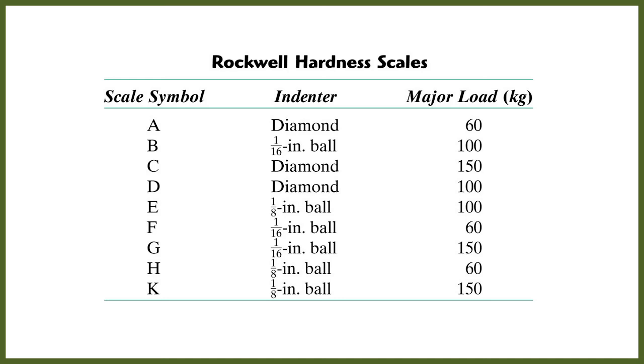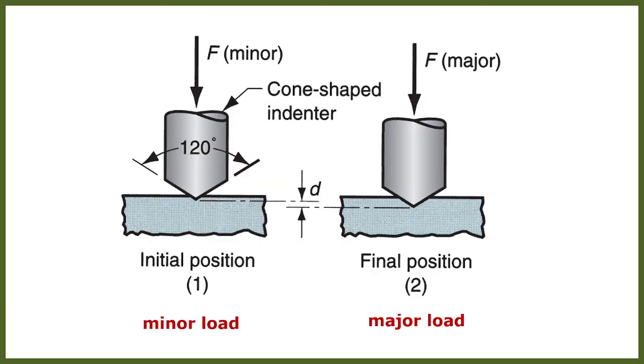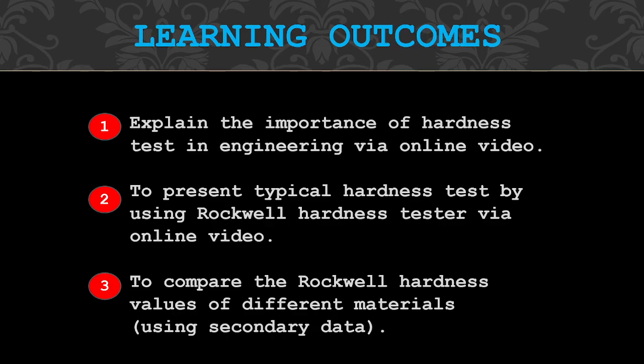Normally for softer material, we just use a smaller load, and for harder material, we use a higher load on the indenter. This is the Rockwell hardness tester we have in our material lab. The procedure, as I said before, is just using force to indent the surface, and then measure the depth of the indent made by the indenter. That's all.